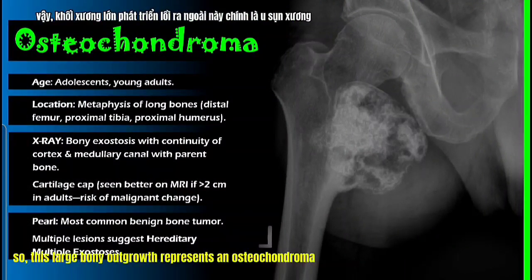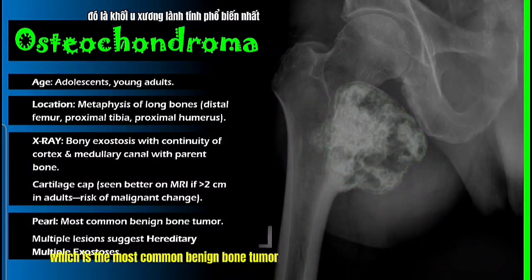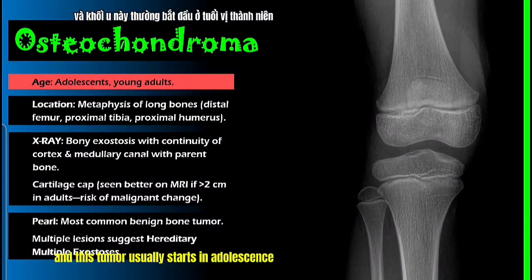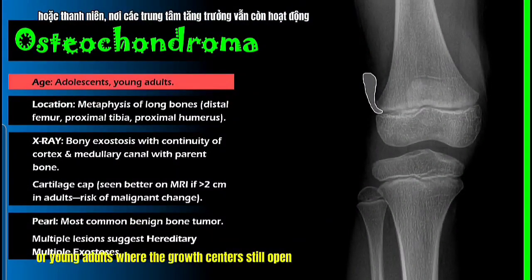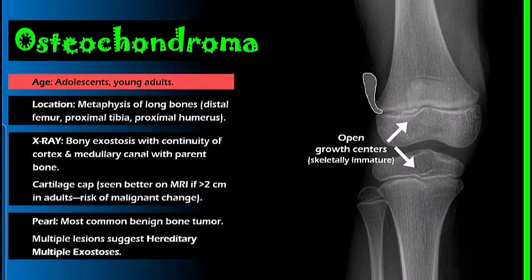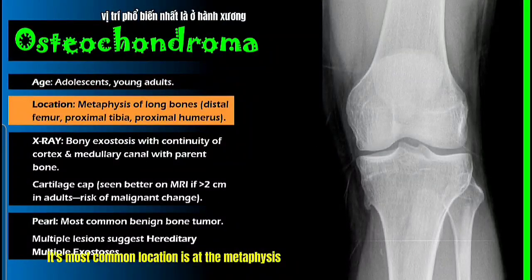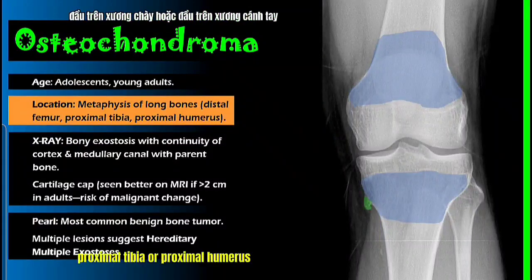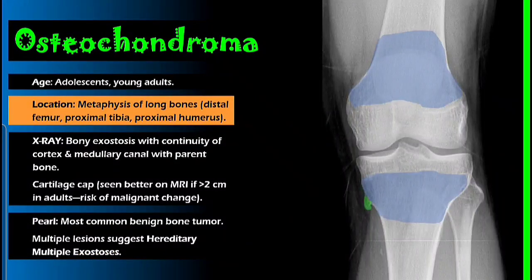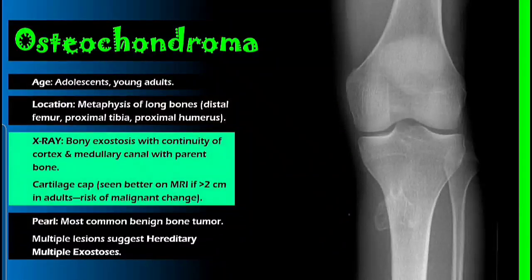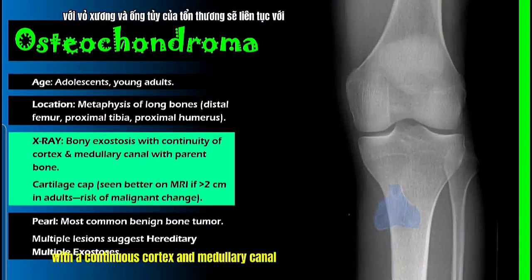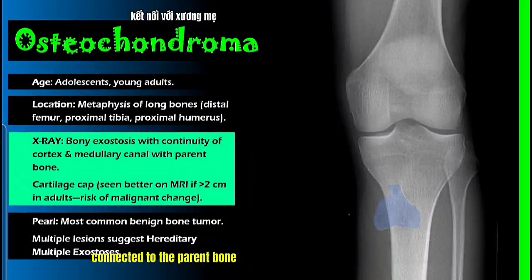So this large bony outgrowth represents an osteochondroma, which is the most common benign bone tumor. And this tumor usually starts in adolescence or young adults where the growth center is still open. Its most common location is at the metaphysis of long bones like the distal femur, proximal tibia, or proximal humerus. On X-ray, you'll notice a bony outgrowth with a continuous cortex and medullary canal connected to the parent bone.